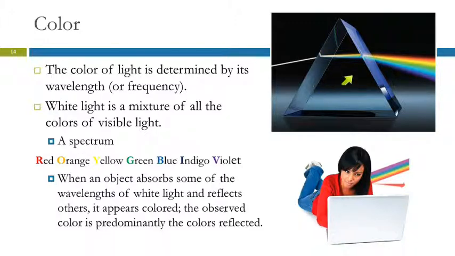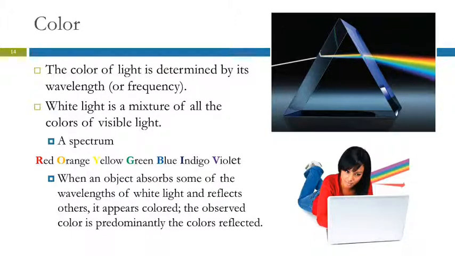So here we have a prism, white light going through the prism. Because of angles of reflection and how the light travels through this prism, the light gets bent different angles based on the wavelength of the light. And so the prism separates this white light that has all the colors in it into individual colors, and we see what we call a rainbow.